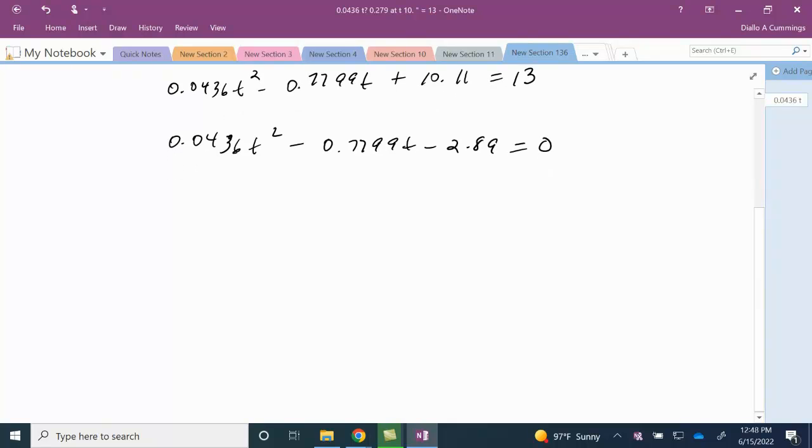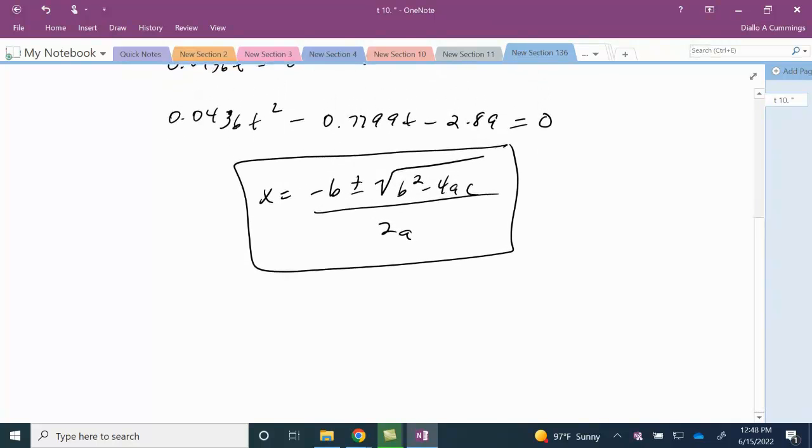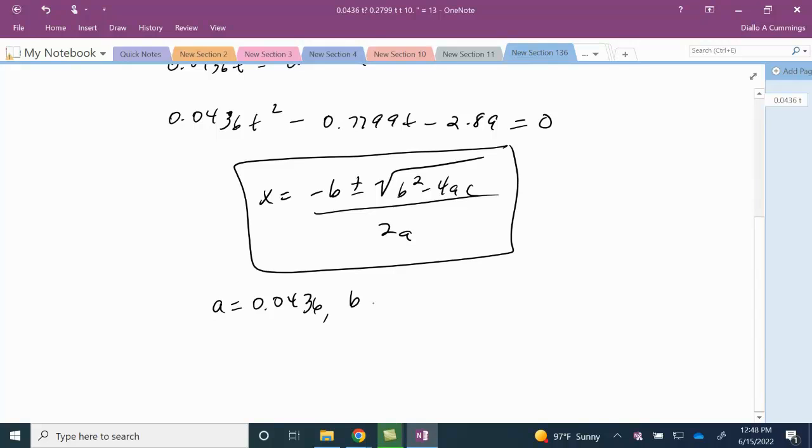Next, in order to solve the quadratic equation for t, we're going to use the quadratic formula. So the quadratic formula is x is equal to negative b plus or minus the square root of b squared minus 4ac all over 2a. In this quadratic formula, we're going to substitute a for 0.0436. B is going to equal negative 0.7799, and C is going to equal negative 2.89.